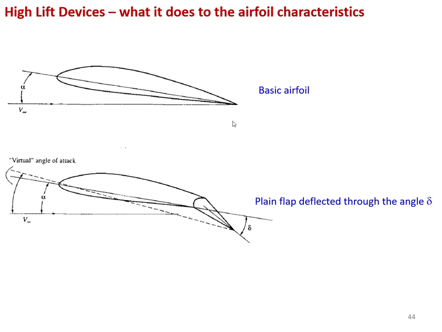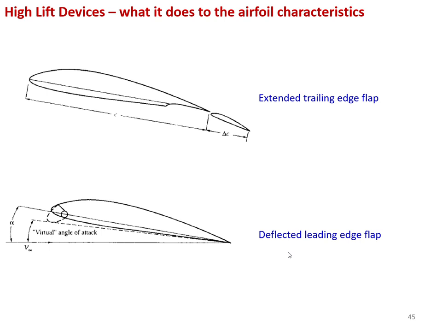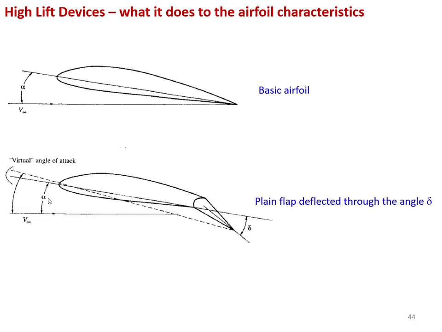Why is this the case? It's because by deploying the plain flap, you are essentially changing the chord of the airfoil. The new chord of the airfoil is this dashed line, versus the regular chord of the airfoil, which was this regular black line. So you have effectively changed the angle of attack. You have created a virtual angle of attack that your flow sees. And this is going to be the main driving factor behind the changing of the characteristics of the flight.